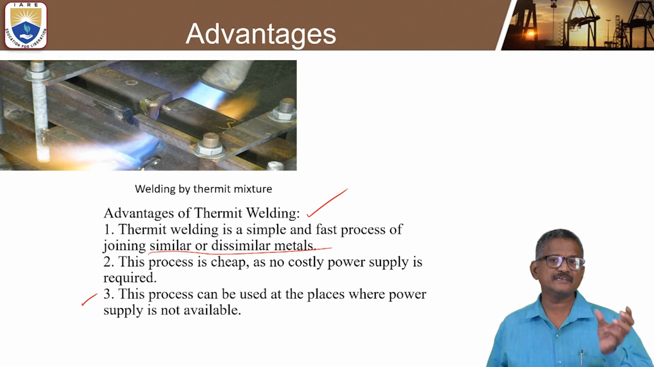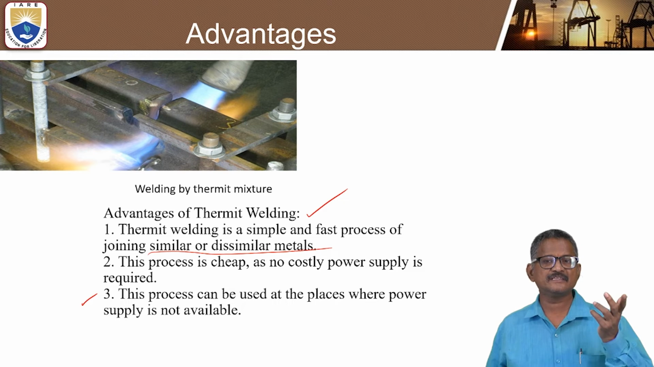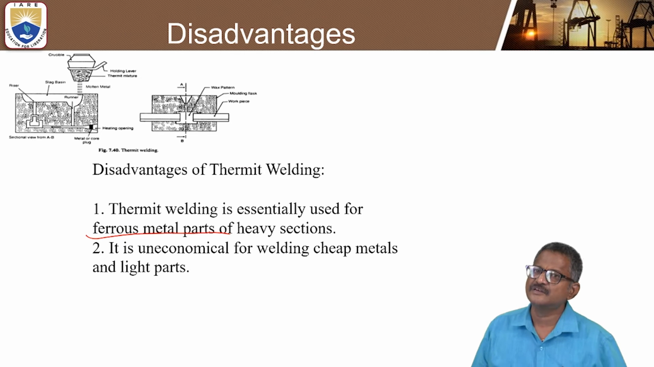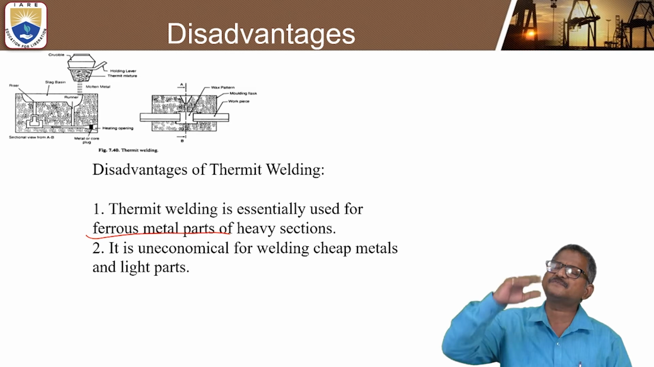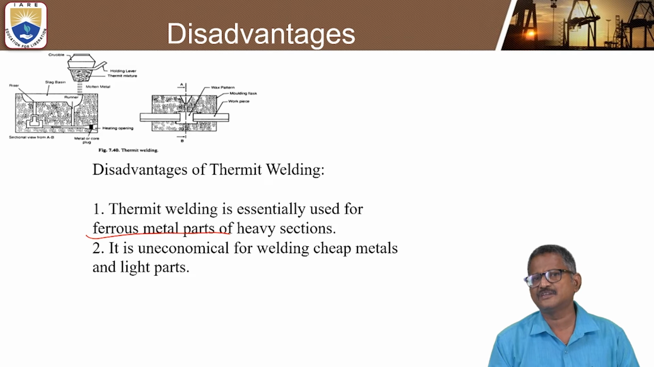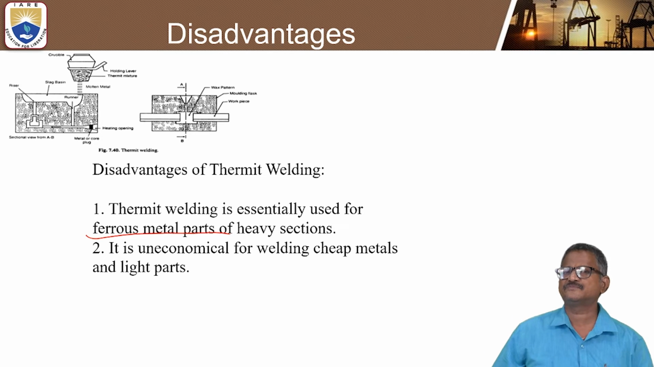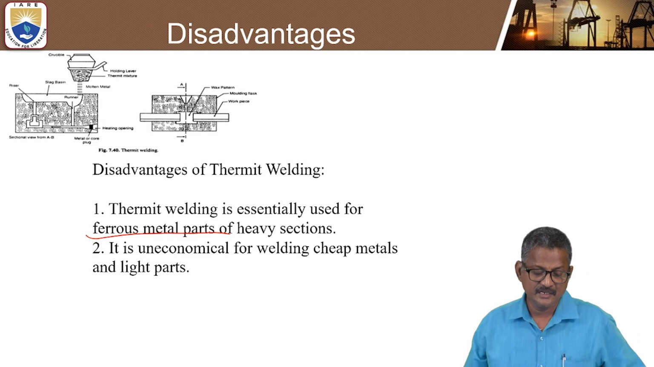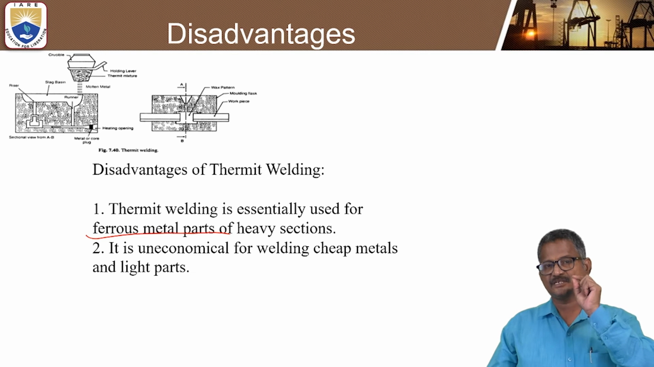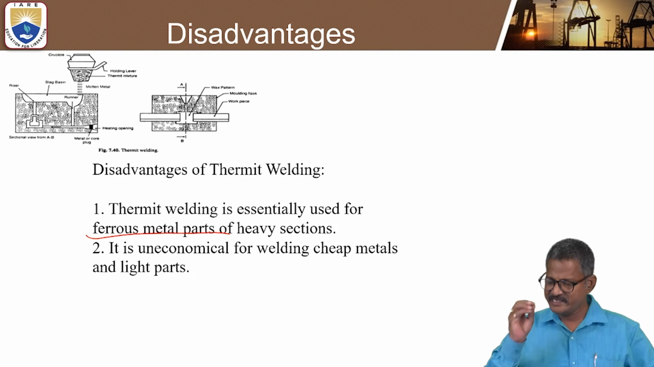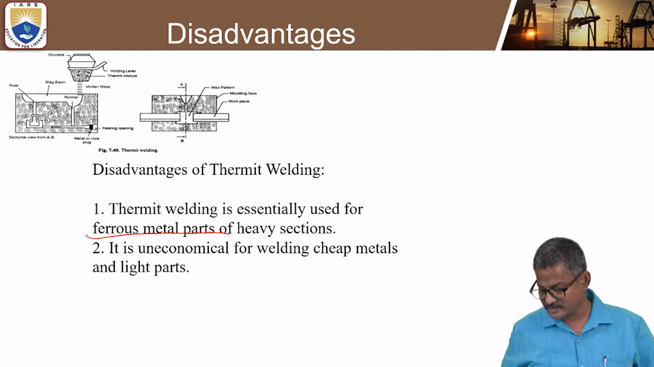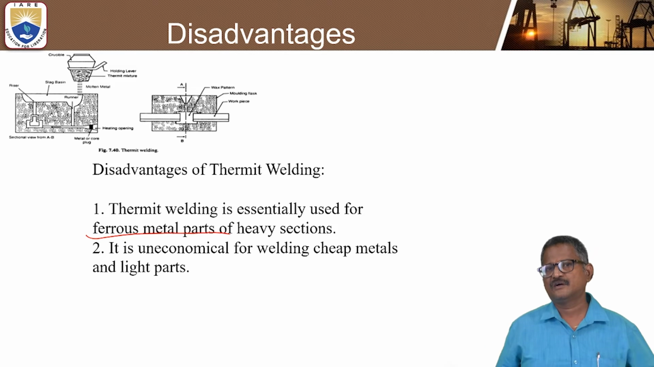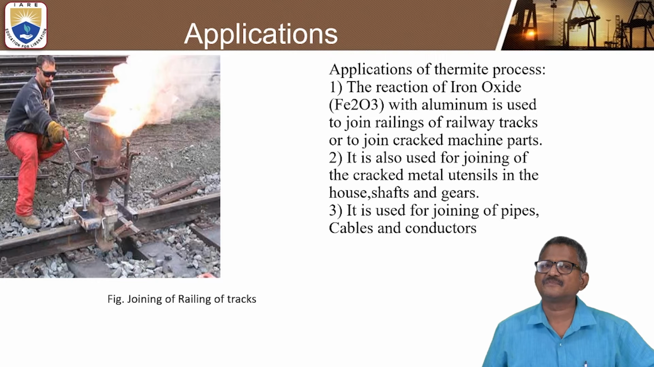Thermite welding is simple and fast, and the process is cheap; no costly power supply is required. Similarly, as a disadvantage, this process is especially used for ferrous metals, not materials such as aluminum, where the chemical reaction interferes. Another important point is that it is uneconomical for welding cheap metals and light parts. So this is about the advantages and limitations of the thermite welding process.